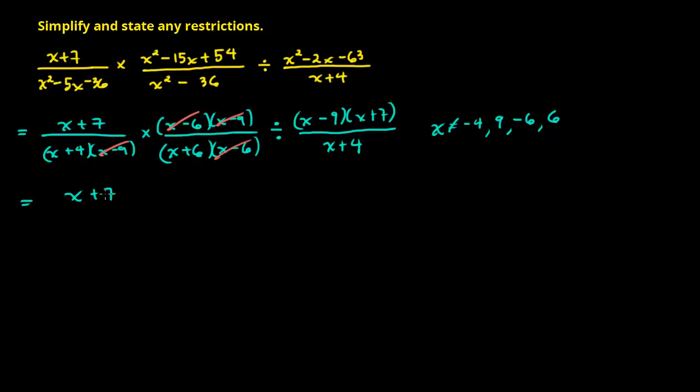Now that makes the expressions that we're going to be writing out a little bit simpler. So now I have x plus 7 over x plus 4 times 1 over x plus 6. And now I can multiply by the reciprocal of this rational expression. So I can change the division of this rational expression to multiplication by the reciprocal. So I have times x plus 4 over x minus 9 times x plus 7.